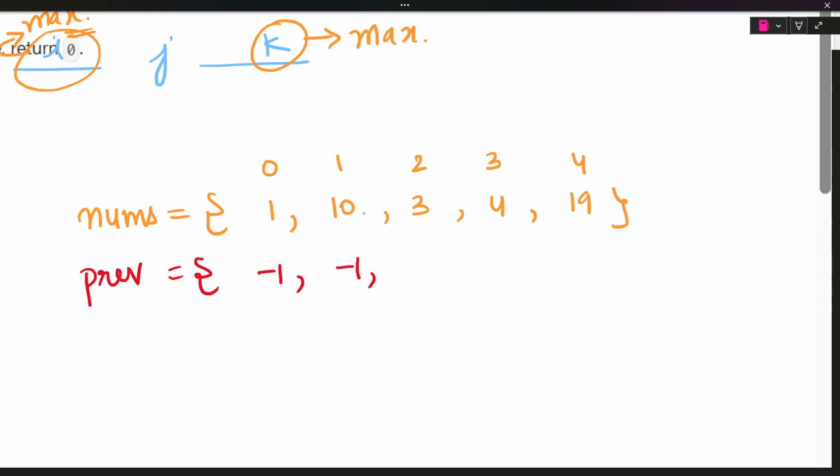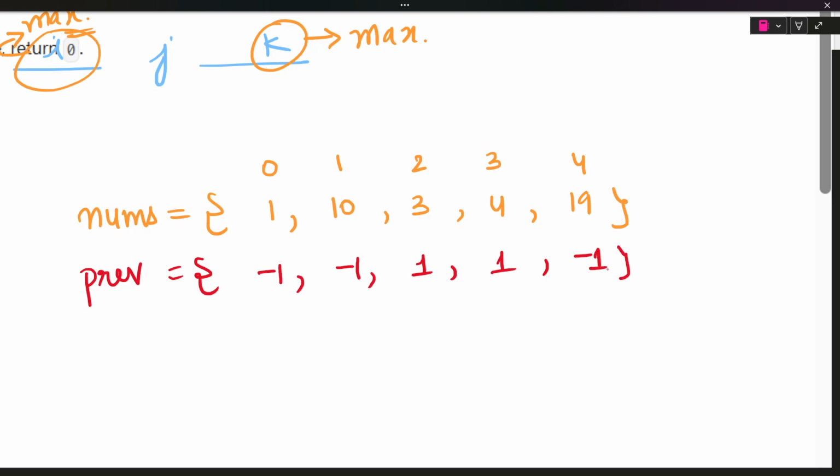For this 3, what will it be? It will be 1, right? Because at 1 there is a 10 which is greater than 3, right? Okay, so for this 4, which is the greatest element, it is 10, right? And for this 19, there is not, on the left hand side, if you see, there is not.